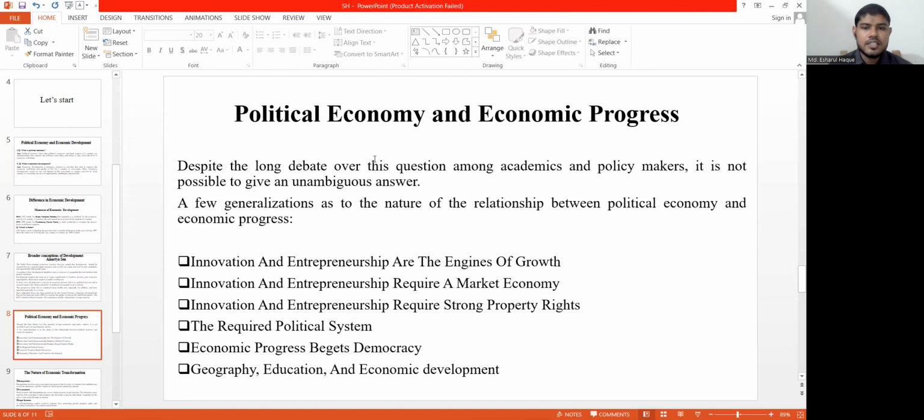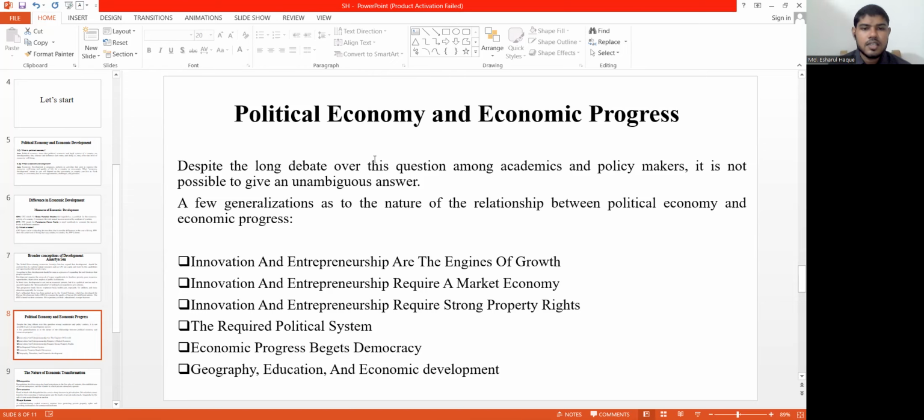So this generalized relation of political economy and economic progress has several natural characteristics that are given below, and I will discuss all of them. First, innovation and entrepreneurship are the engine of growth. Innovation means something new. Here, something new is not only a new product, but can also be a new process of production, a process of management, etc.